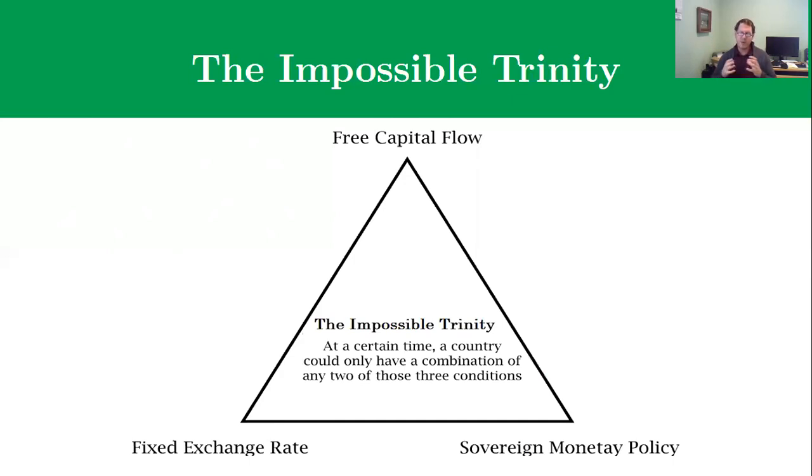The reason why we talk about the Impossible Trinity is that while there are three things we might like, at any given time, you can only have two of them. And if you try to do all three, you're going to run into trouble. So under the Bretton Woods system that was established at the end of World War II, the United States set up a system with fixed exchange rates and sovereign monetary policy, and there were pretty strong restrictions on capital movement.